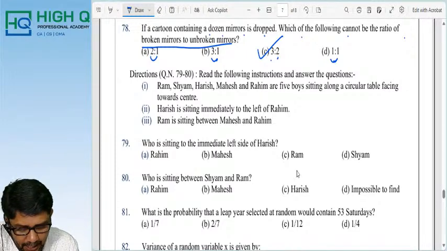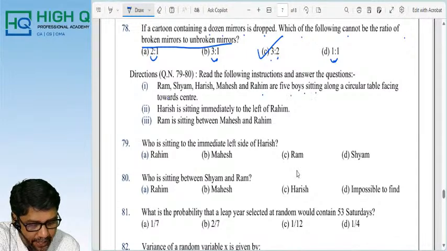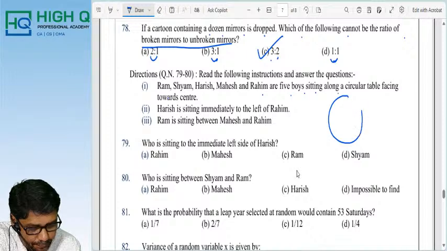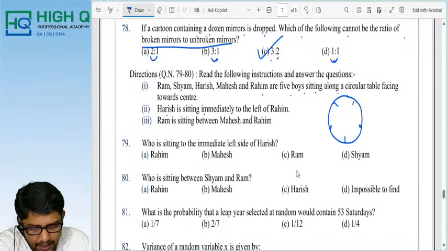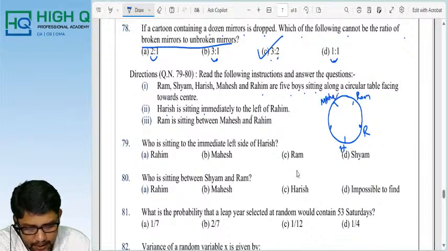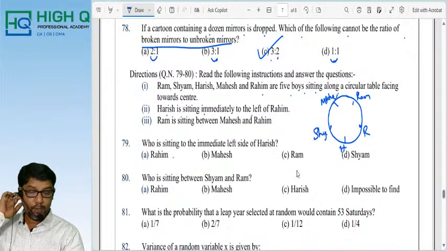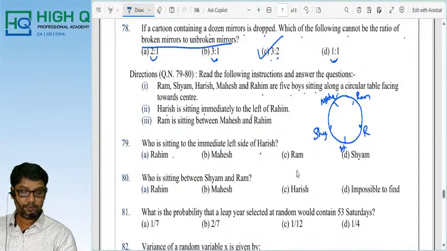Next, Ram, Shyam, Harish, Mahesh and Rahim are 5 boys sitting along a circular table facing center. Harish is sitting immediately left of Rahim. Ram is sitting between Mahesh and Rahim. Now, who is missing now? Shyam. Now, first question. Who is sitting to the immediate left of Harish?